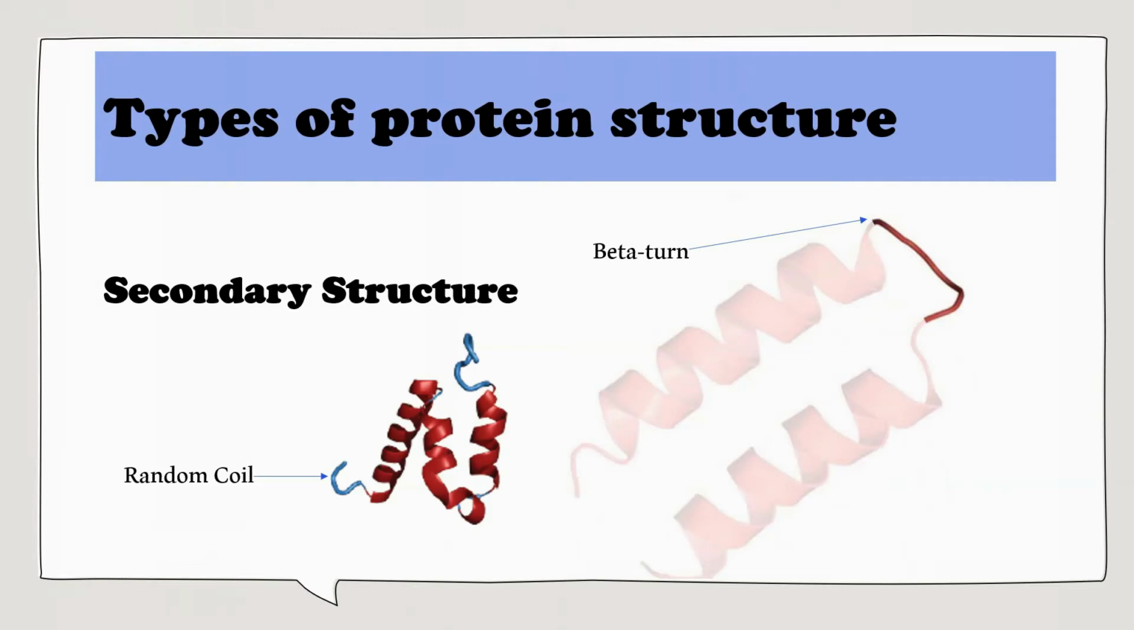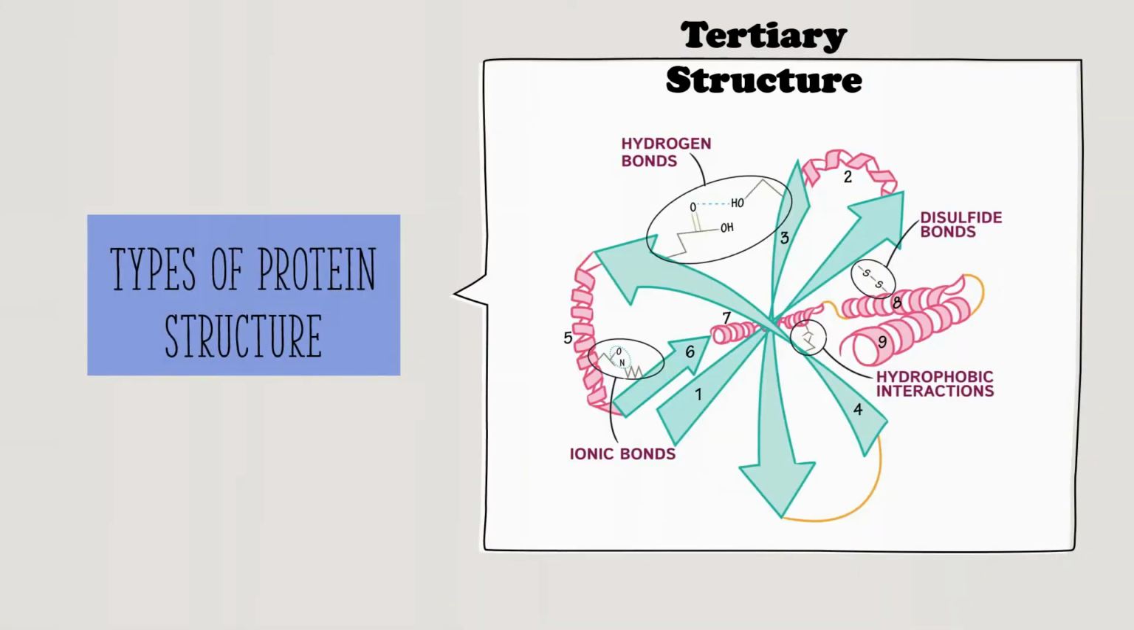terminal of the protein. Now, the third level of the protein structure is called the tertiary structure. It refers to the comprehensive three-dimensional structure of the polypeptide chain of a protein. There are several types of bonds and forces that hold a protein in its tertiary structure.